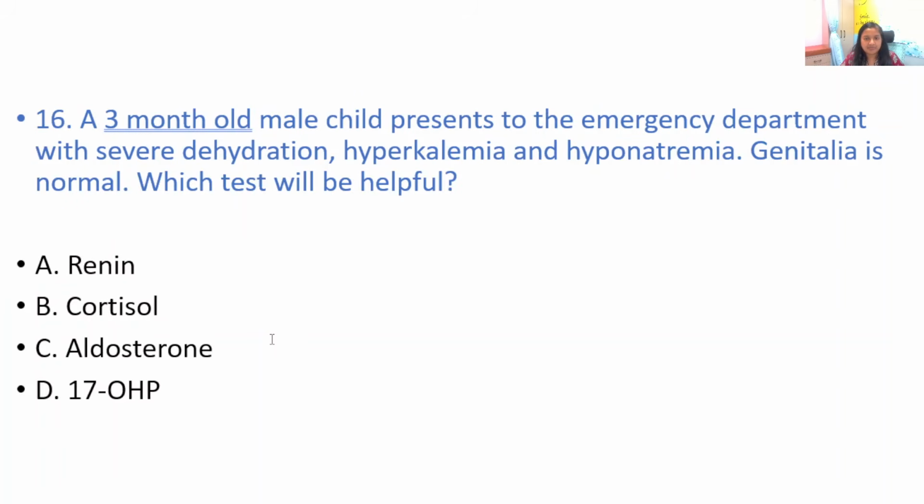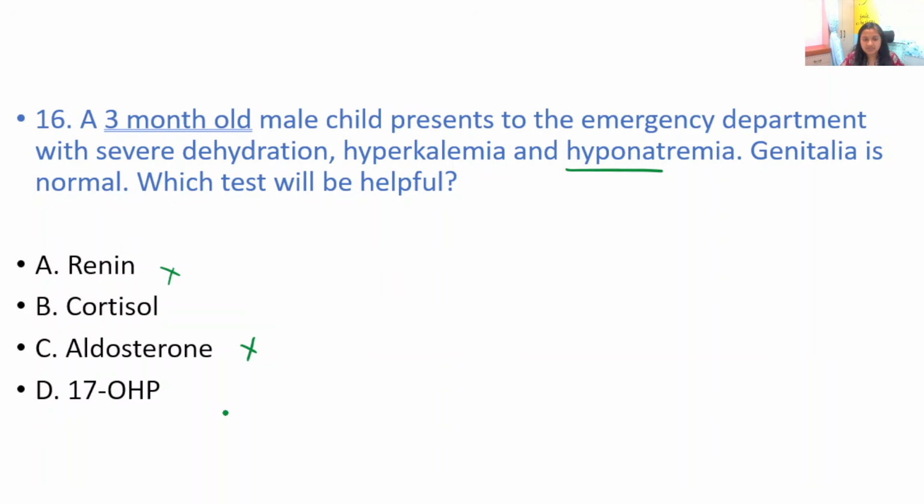A 3-month-old male child presents to the emergency department with severe dehydration, hyperkalemia and hyponatremia. Genitalia is normal. Which test will be helpful? Now here again the options are renin, cortisol, aldosterone and 17-OHP. Here hyponatremia is there, so we will cross renin and aldosterone.